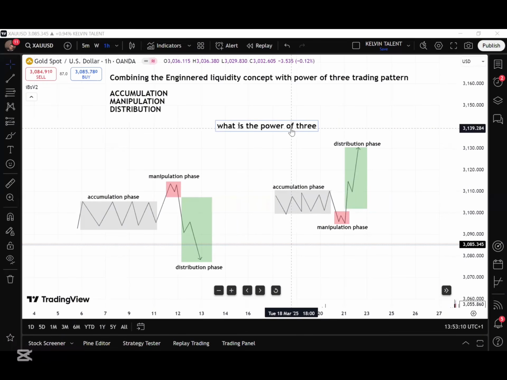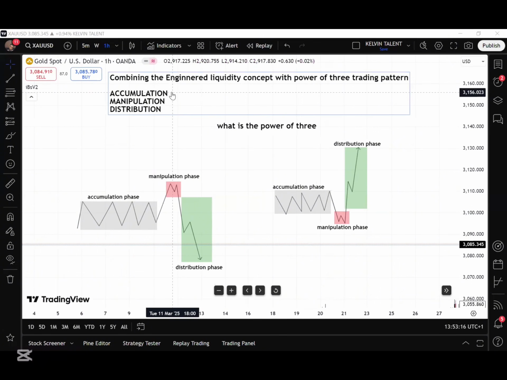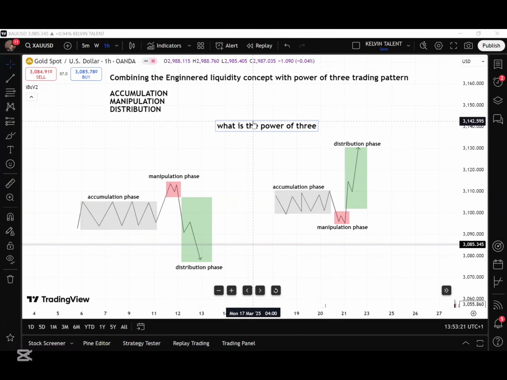So what is the power of three? The power of three is a trading pattern that breaks down price action on the chart into three phases: the accumulation phase, the manipulation phase, and the distribution phase. I'll be explaining these three phases with this diagram below here.